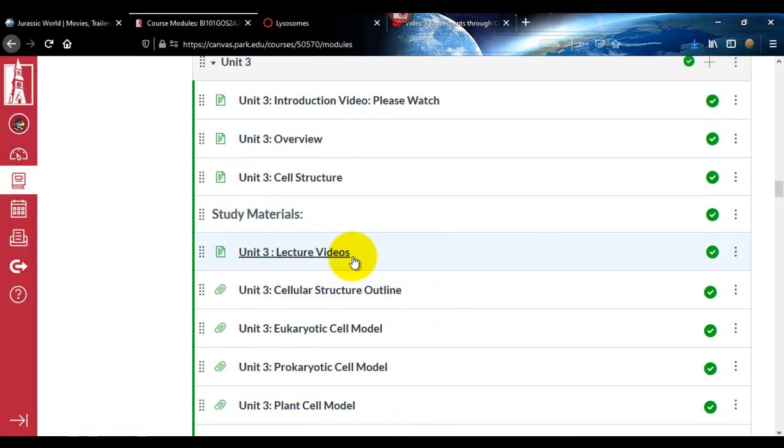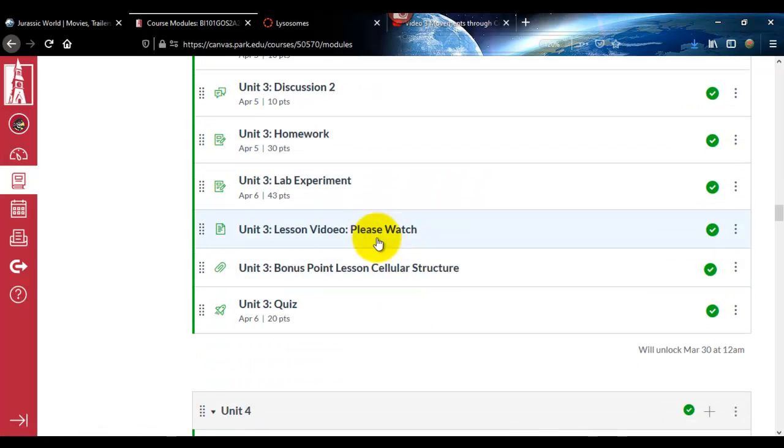So watch the videos. If you want to read through the cell structure first, that's fine. But look at the outline, look at some of the PowerPoints, and then do the lesson here, and then you can go from there. And then there's the quiz. It looks like these are due April the 6th.